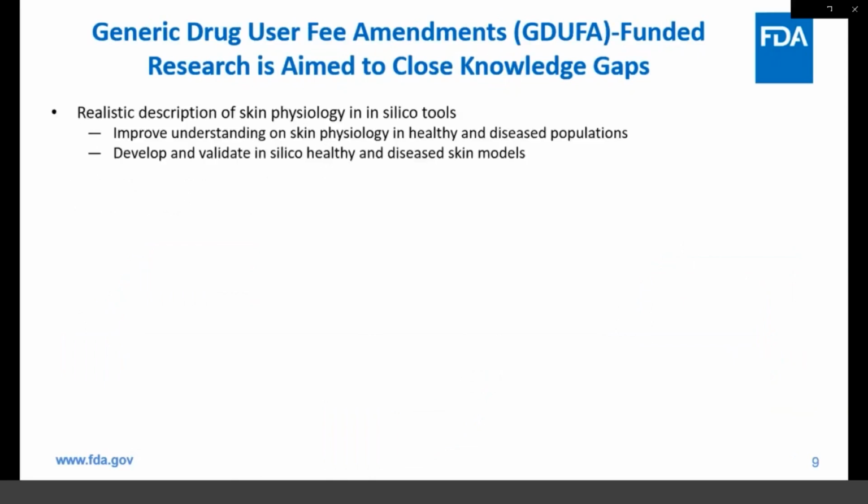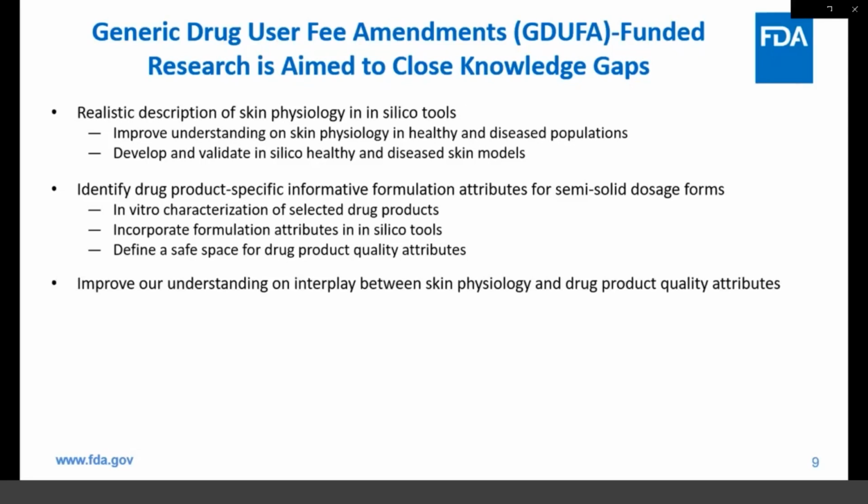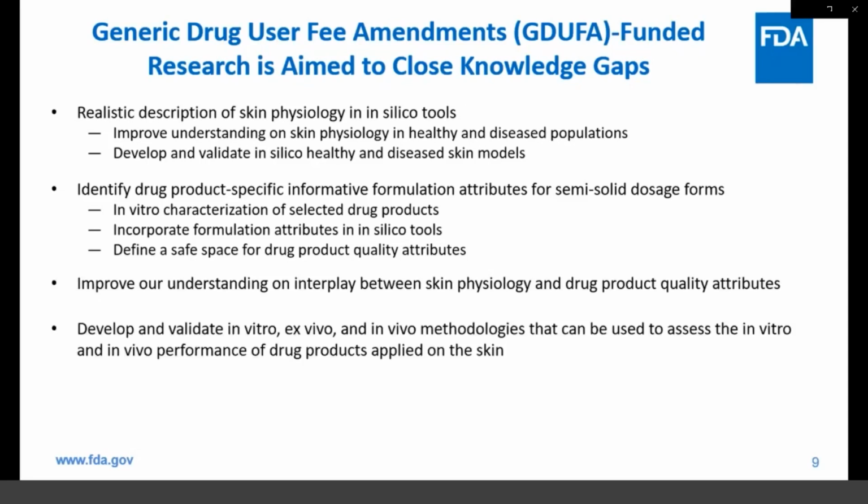One of the objectives of our research activities is to improve our understanding of skin physiology in healthy and disease populations and develop and validate in silico healthy and disease skin models. Some of our grants have the objectives to characterize formulation attributes of selected semi-solid dermatological drug products and incorporate these key formulation attributes into the PBPK model to define a safe space for these quality attributes. Our grants also aim to capture the interplay between skin physiology and drug product quality attributes.